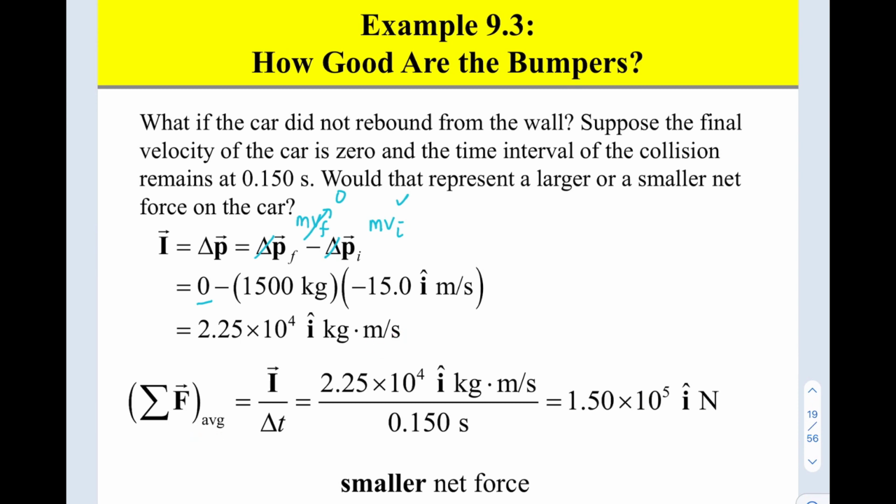To calculate the F average, we are going to have I over delta t. Again, this is your answer, which gives us a smaller net force. Smaller net force, okay, whenever it does not rebound.